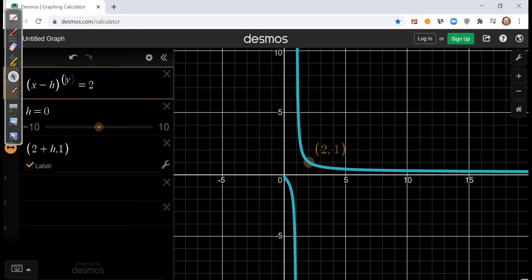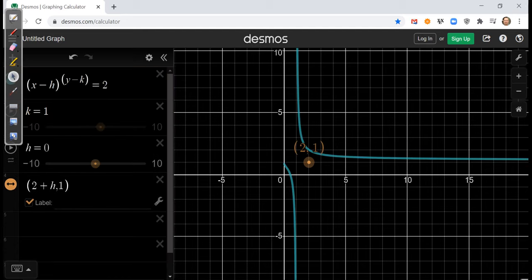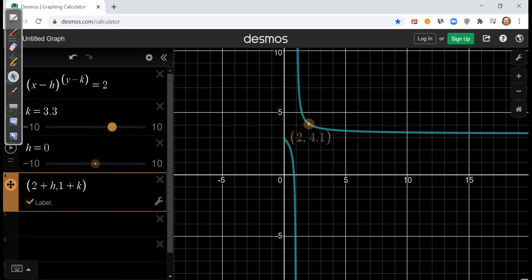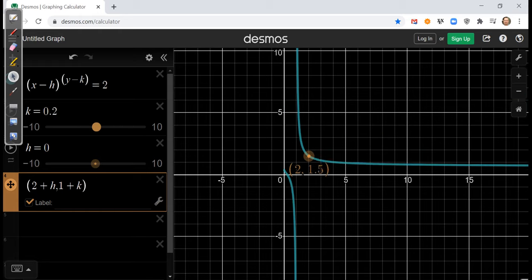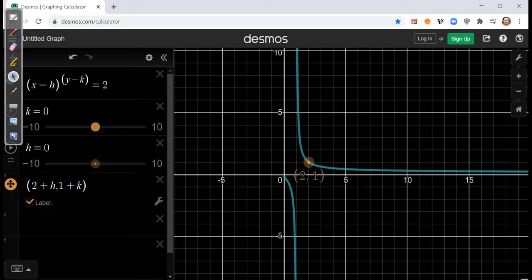If I want to do a vertical shift, I replace y with y minus k. I don't add k, I replace y with y minus k. Make sure I add k right here as well. And so now as I make k get bigger, it makes the whole graph go up. If I make k get smaller, it makes the whole graph go down. And if I set k equal to 0, it's as if no vertical shift happens whatsoever.